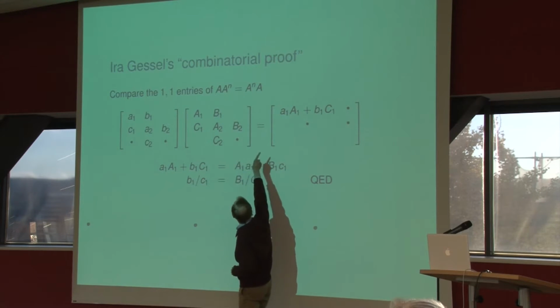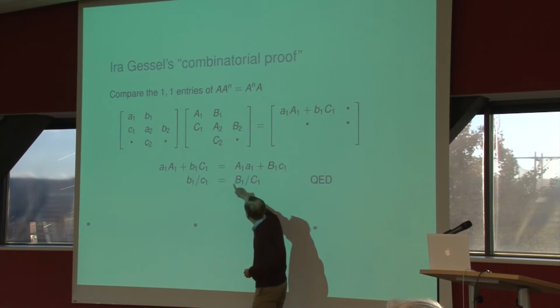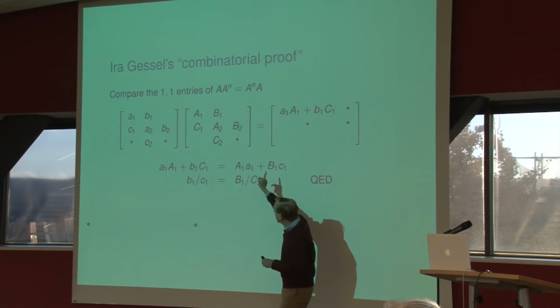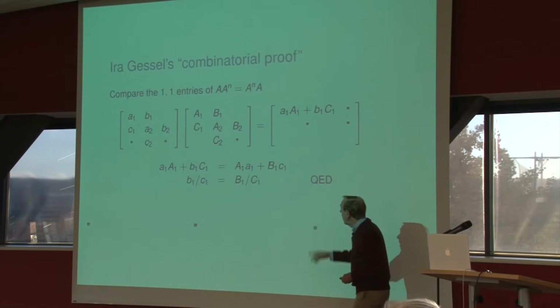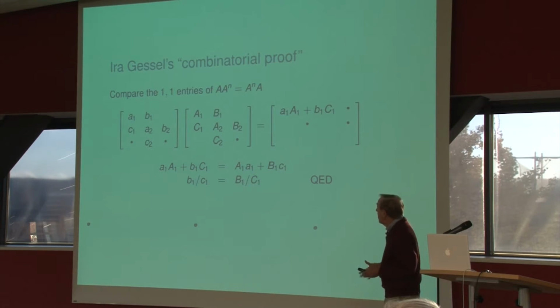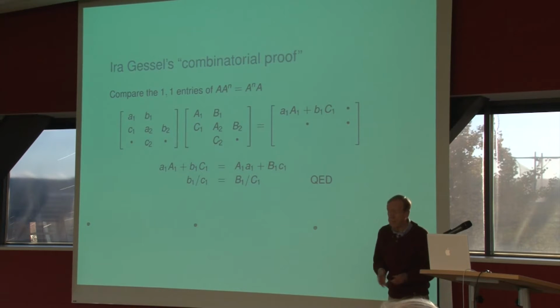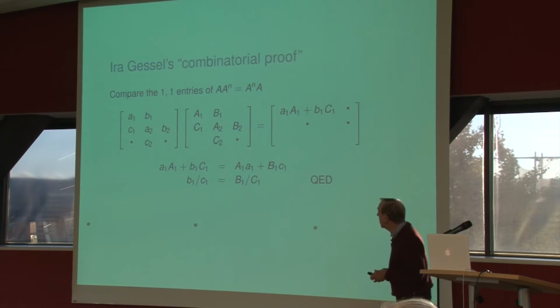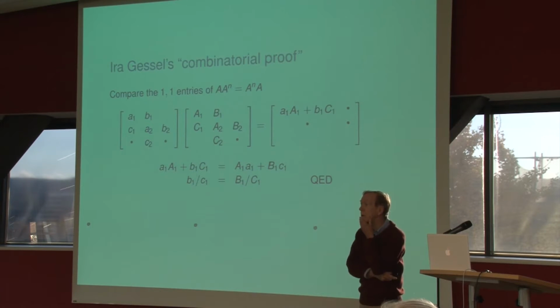That's the 1,1 position from A times A to the nth, and the 1,1 position from A to the nth times A is that. I cancel the common terms, and there it jumps out. So that's a proof that I think couldn't be better, couldn't be improved, but it's not maybe the first one that you would think of to make that go. So that's another fact about tridiagonal matrices.